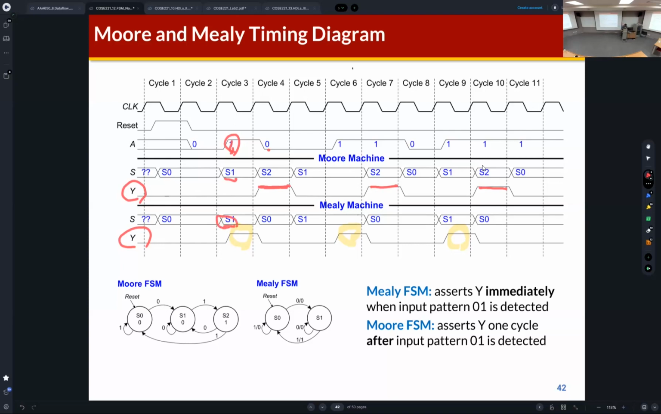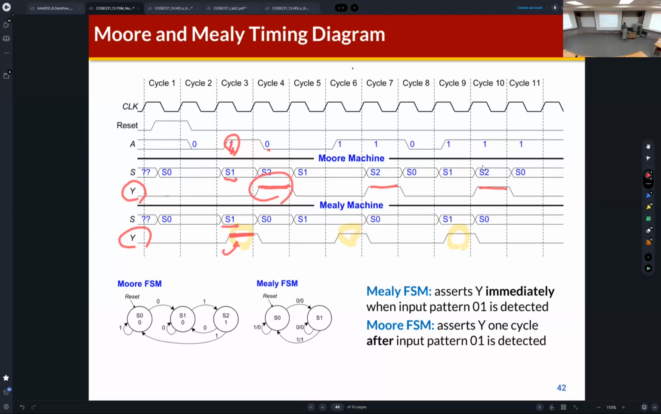So we can find that the output becomes 1 immediately. But in the Moore machine, when 1 is detected, the state changes. The output is actually synchronized with the state. So the state becomes S2, and then the output changes. So the timing can be different between the Mealy FSM and the Moore FSM.